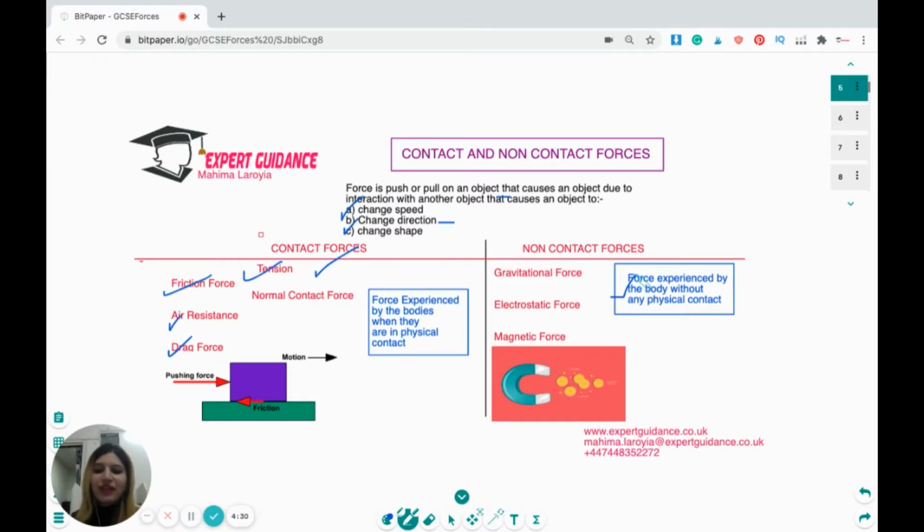For example, the gravitational force. If the earth is pulling something towards itself, there's no contact, but the force is still acting. The same thing goes for electrostatic forces and magnetic forces. So you should know the definitions of contact and non-contact forces and examples of them.